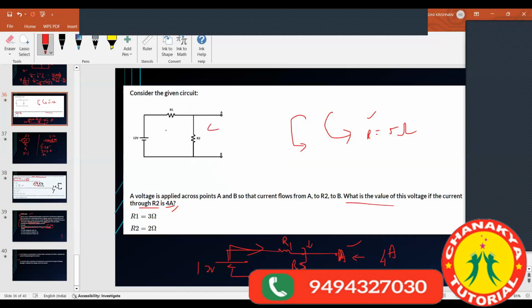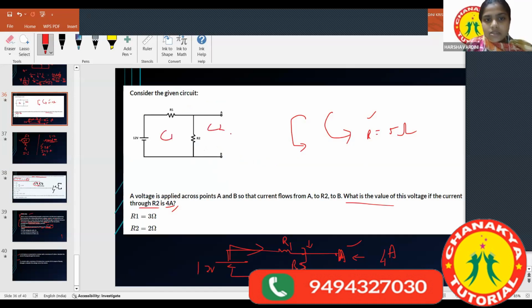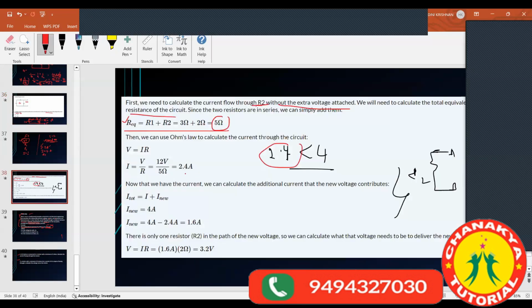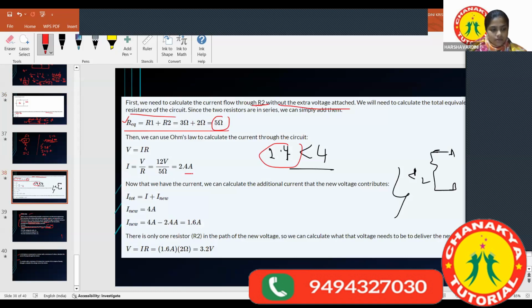So, case two. Maybe, ma'am, next case one. If we think logically, if we add resistance 1 plus resistance R, we'll get 5 ohms. Now, while we use the formula I equals V by R, it will be 2.4 amperes. So 2.4 is less than 4 ampere.